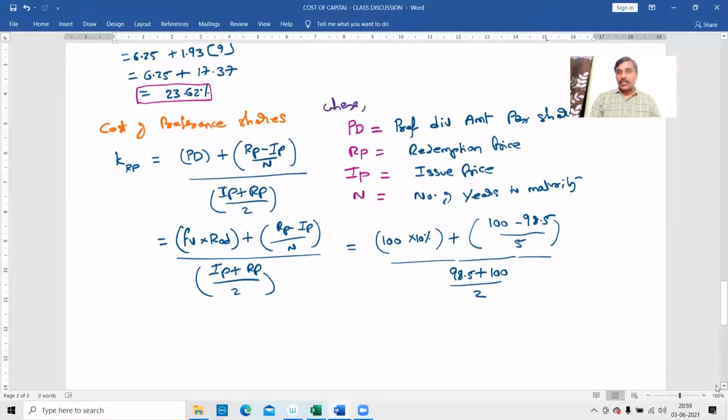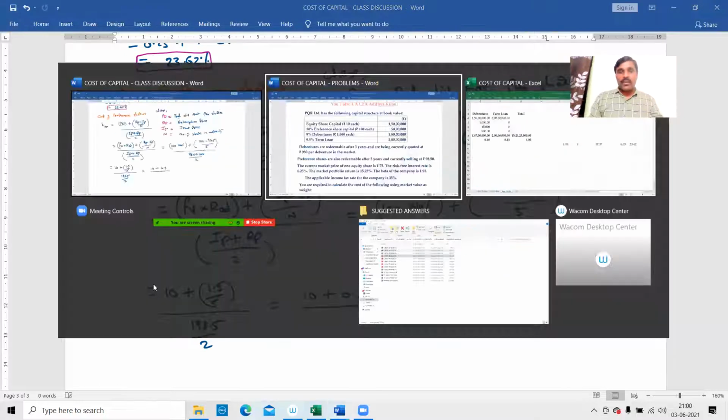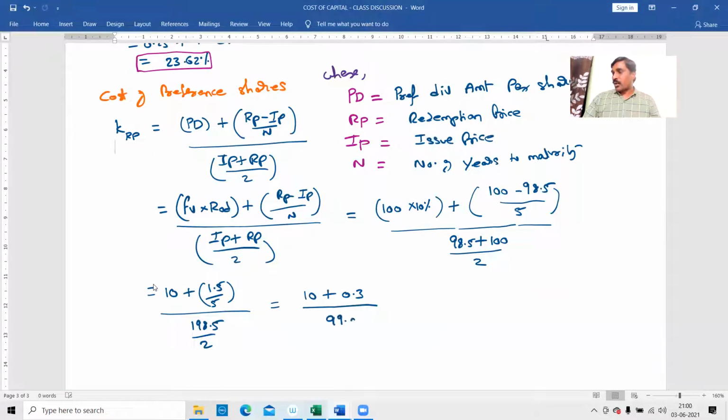In the numerator we got 100 into 10%, that is 10 rupees, plus (100 minus 98.5), that is 1.5, divided by 5, which is 0.3, 30 paise. The denominator is 98.5 plus 100, 198.5 divided by 2, which will be 99.25.